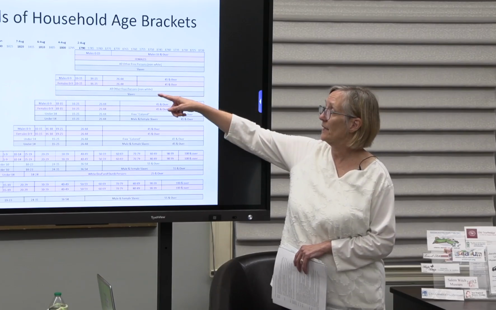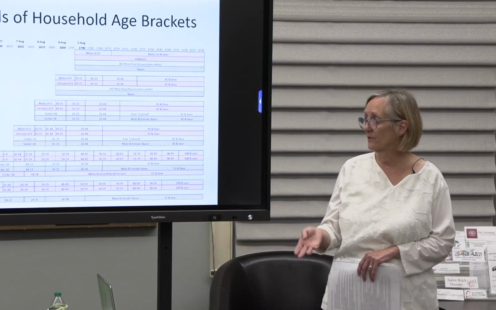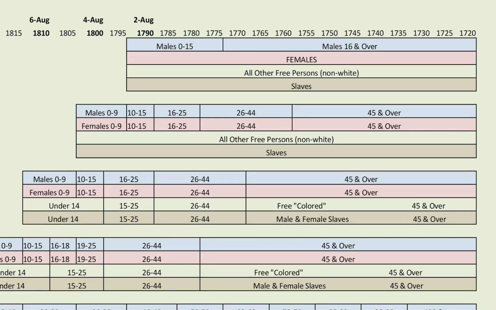By the time they go 10 years later, well, now the males are split between under 10, 10 to 15, 16 to 25, 26 to 44, and 45 and over. If I was even close, I would have said I'm 44 and over because I don't want to be in another war. I don't care, you can't make me prove it.